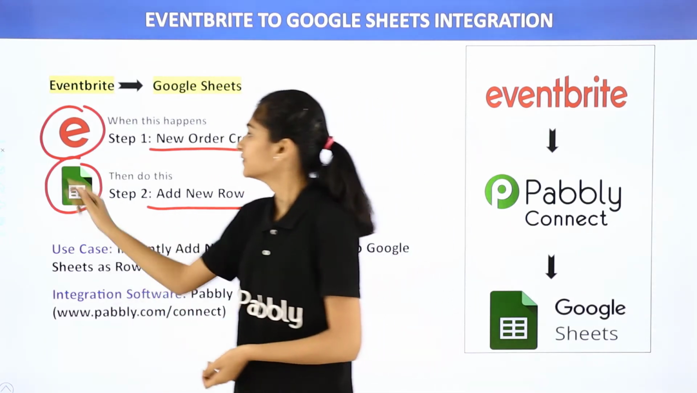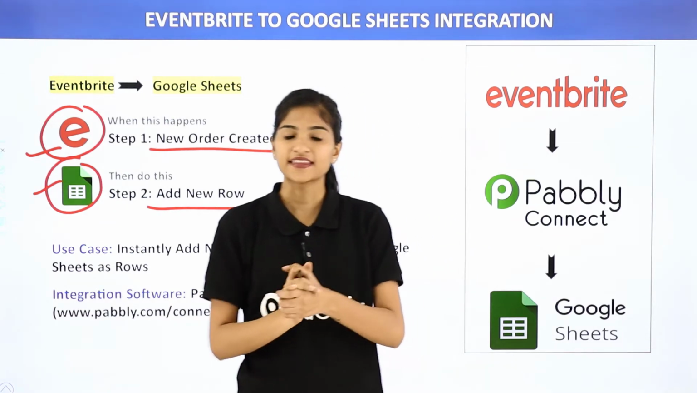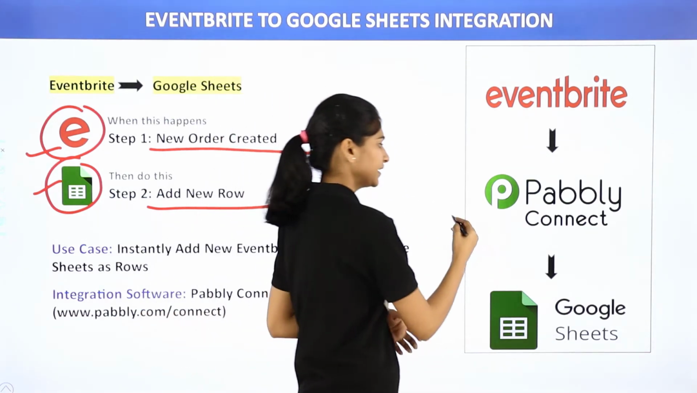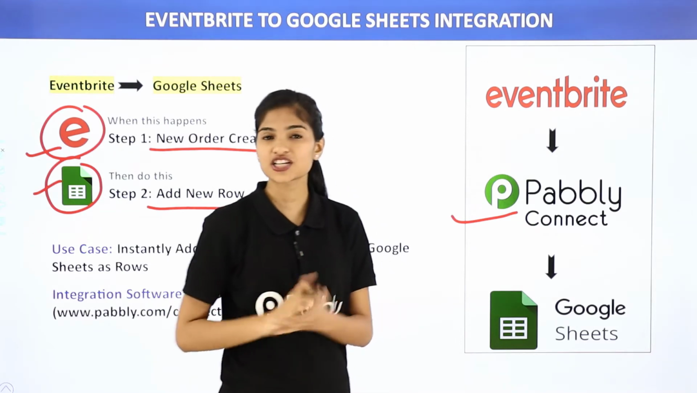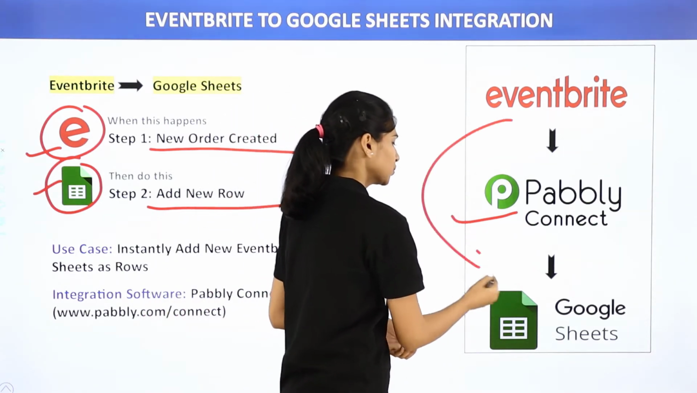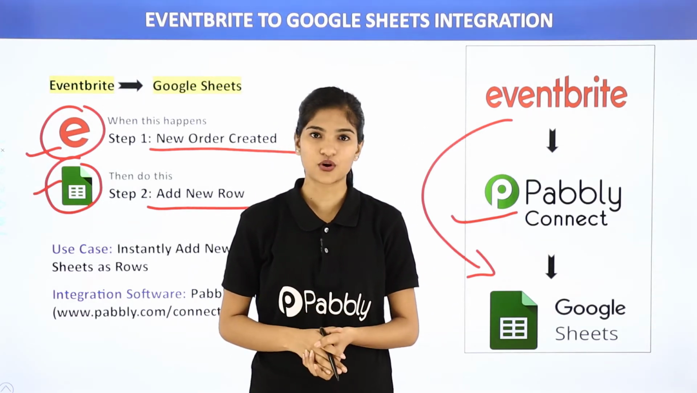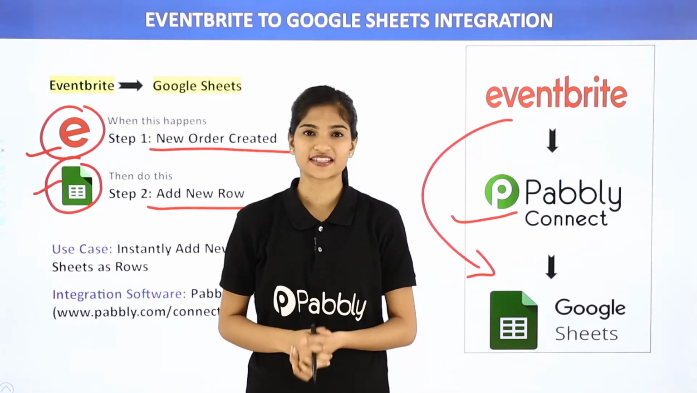The issue here is that these two software applications don't have any integration between them, and that is why we are going to use Pabbly Connect. Pabbly Connect is an integration software which will help you to transfer the data from Eventbrite to Google Sheets. The best part here is you don't require any knowledge of coding. So let me show you this on my screen.